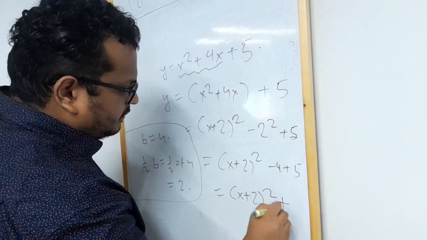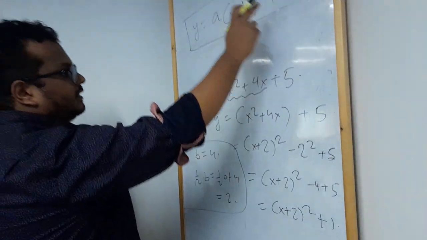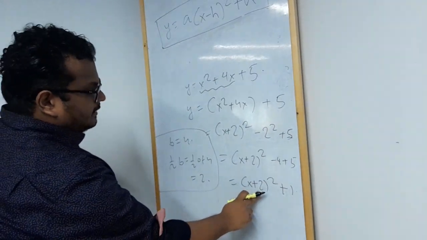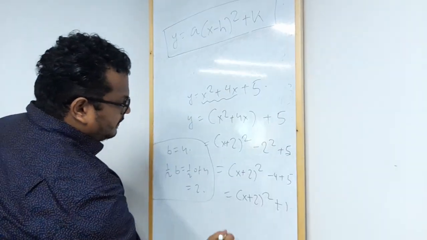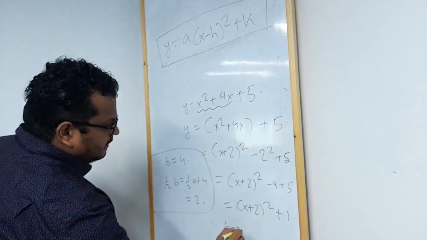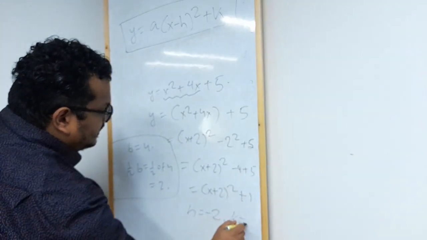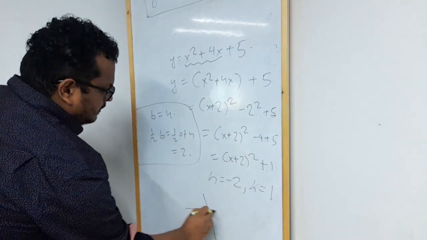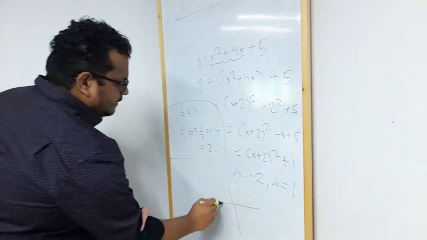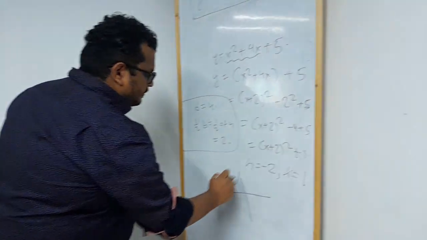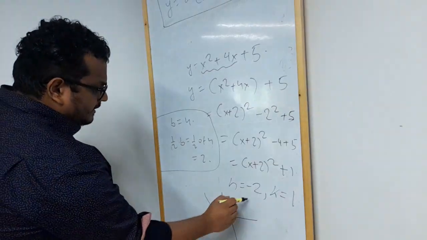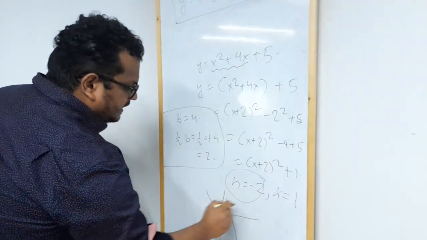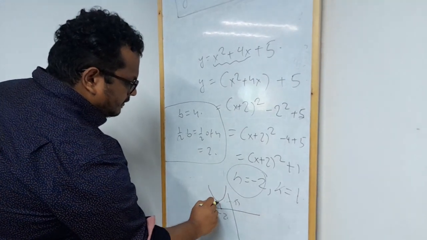So that is (x plus 2) whole square plus 1. So you have converted this into the vertex form, where a is 1, h is negative 2 and k is 1. So in the vertex form, h would be negative 2 and k would be 1. The x coordinate is negative 2 and the y coordinate k is positive 1. So this is the vertex.